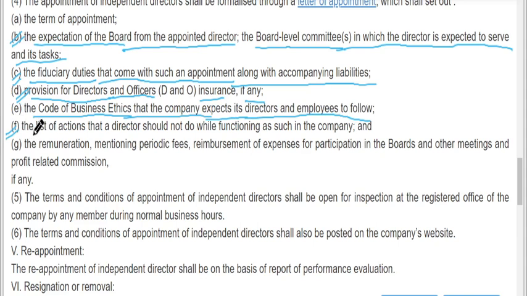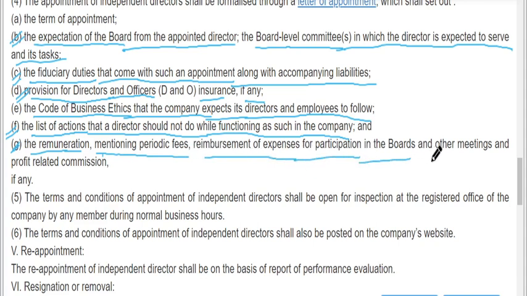And the letter of appointment shall state the list of actions that a director should not do while functioning as such in the company. The letter of appointment shall also state the remuneration, mentioning periodic fees, reimbursement of expenses for participation in the board and other meetings, and profit related commission, if any.